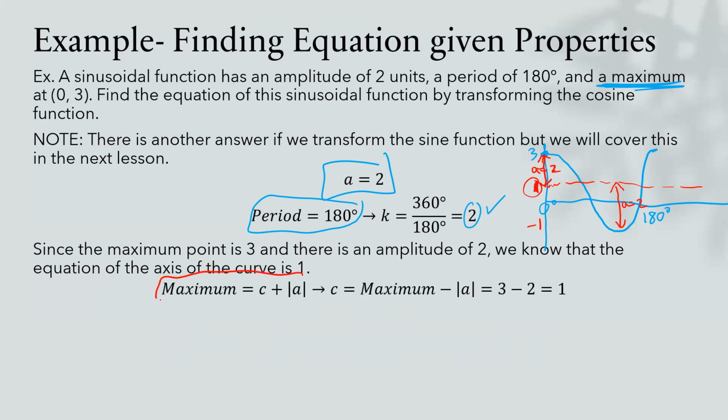And again, you could technically use the formula that I gave you. I gave you that the maximum is c plus a, or c, the equation of the axis of the curve, plus the amplitude. But we know that to find the equation of the axis of the curve, you simply would just rearrange for the c value. So you would take 3 minus 2, which gives you 1. Or you could draw a little sketch here, and I think you mostly would be able to figure out that the equation of the axis of the curve is 1.